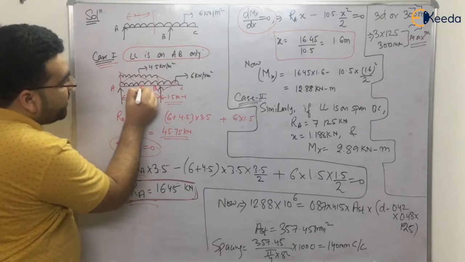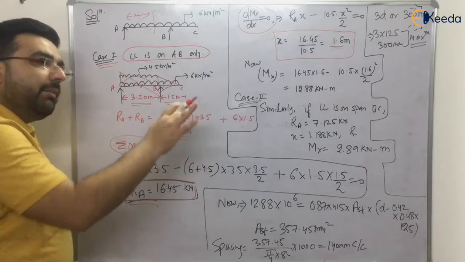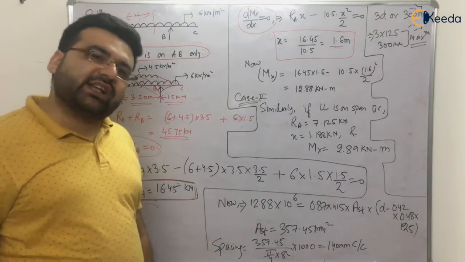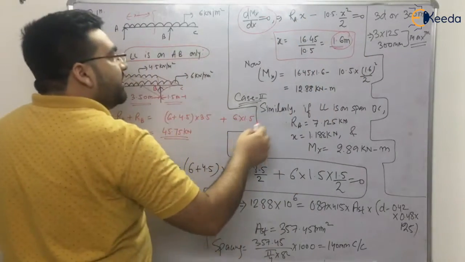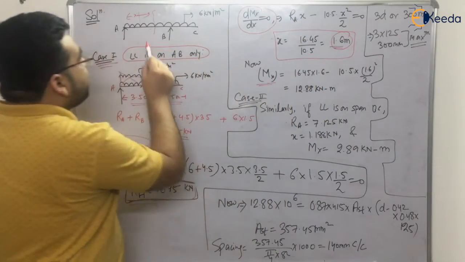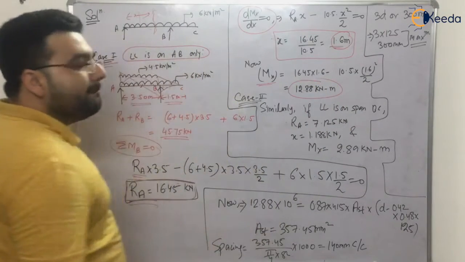If you don't know the maxima minima concept, just draw the shear force diagram. The point at which the shear force is 0 will be 1.6 meter. How do you get this point? By the similarity of triangles. You can get the point. Clear? Now it will be 1.6 meters, right? Now Mx, the moment at this point, will be equal to 12.88 kilonewton meter.